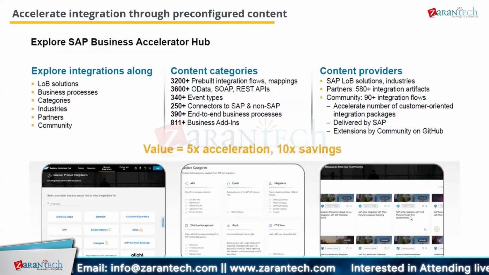Advantages of using that: there are multiple contents there. I'll show you all these contents and how you work with them. They are industry specific, and partners and the community are adding to it. Pre-built content: there are 3,200 plus pre-built integration flows. OData, you can connect to it. And multiple connectivity options. We'll explore something and show you right away.